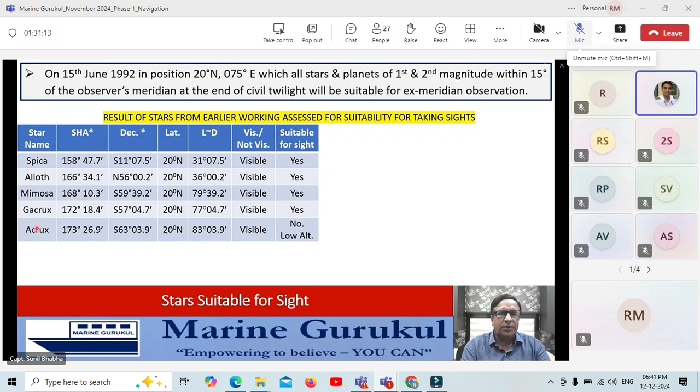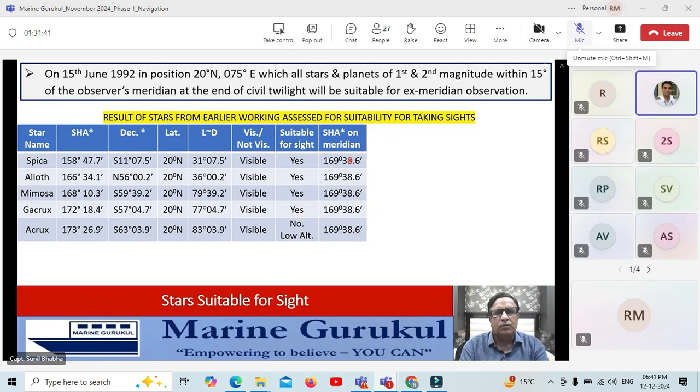Of course, we'll not be doing so for Equinox, since it's not suitable for sight, so gauging its suitability for ex-meridian would not be of any value. To assess the suitability for ex-meridian observation, we need to get angle P. For which we need to recall the value of SHA of the imaginary star on observer's meridian, which was obtained in the first question, and that value was 169 degrees 38.6 minutes.